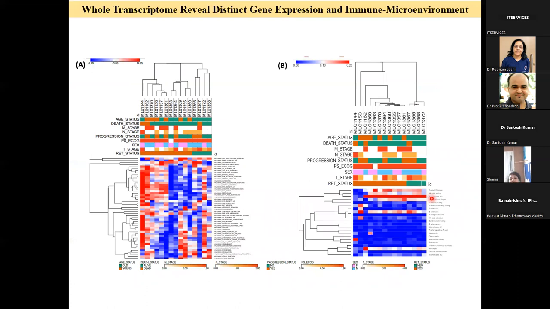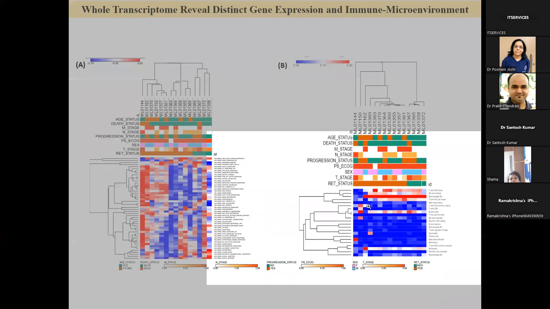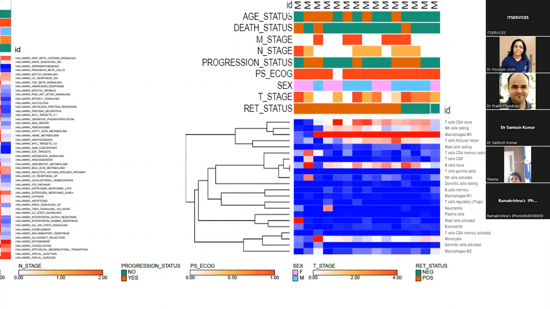So let me again show you a zoomed in view. Macrophage M0 are the resting macrophages. They can be induced to the stage of M1 or M2.